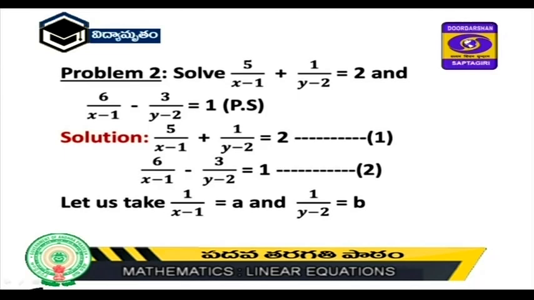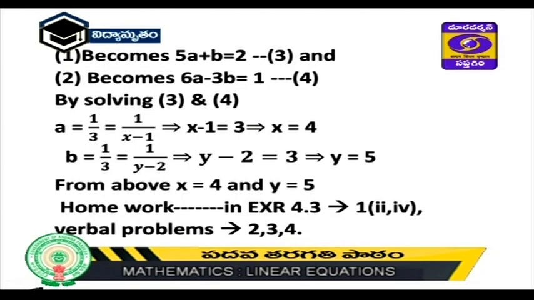then only we can solve these equations by using elimination or substitution. So here 5 by x minus 1 will be written as 5 into 1 by x minus 1, and 1 by y minus 2. Here also 6 into 1 by x minus 1. Let us take 1 by x minus 1 equal to a and 1 by y minus 2 equal to b. These equations can be written as 5a plus b equal to 2, that is the third equation. The second equation becomes 6a minus 3b equal to 1, that is the fourth one.